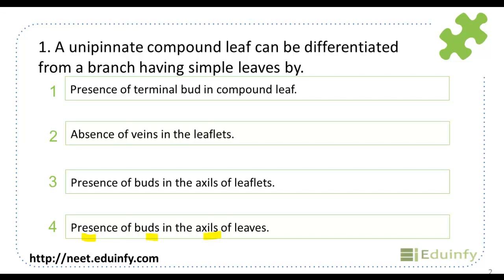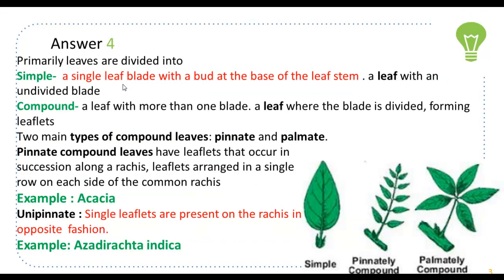Leaves are divided into two types: simple and compound. Simple leaf has a single leaflet with a bud at the base of the leaf stem, a leaf with an undivided blade. Compound is a leaf with more than one blade. The blade is divided, forming leaflets. There are two main types of compound leaves: one is pinnate, other is palmate.